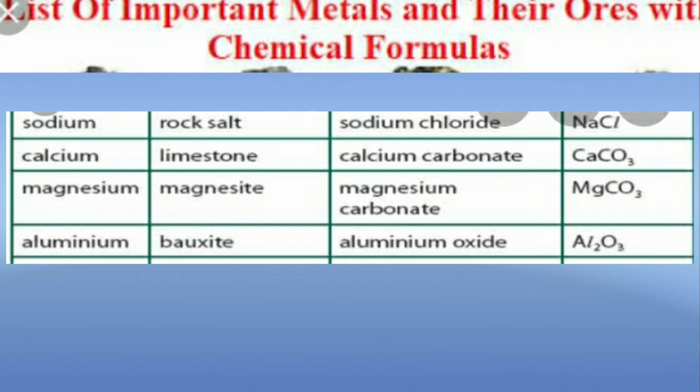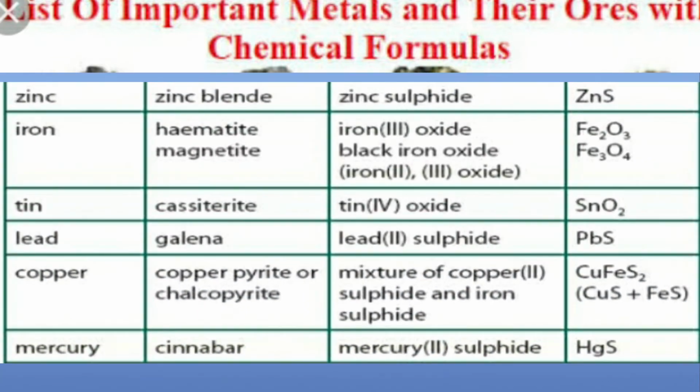Aluminium, the ore is bauxite. Chemical name aluminium oxide, Al2O3. Zinc, zinc blende is the ore and chemical name is zinc sulfide, ZnS. Iron, hematite, iron oxide, Fe2O3. Magnetite, black iron oxide, Fe3O4.